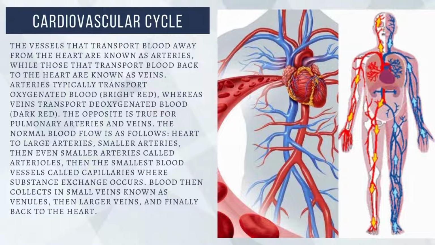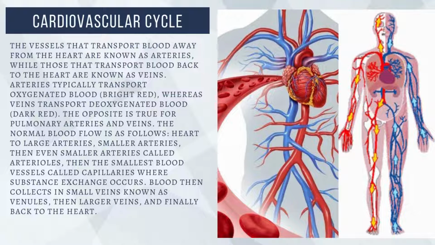The sixth slide. The vessels that transport blood away from the heart are known as arteries, while those that transport blood back to the heart are known as veins. Arteries typically transport oxygenated blood, bright red, whereas veins transport deoxygenated blood, dark red. The opposite is true for pulmonary arteries and veins.